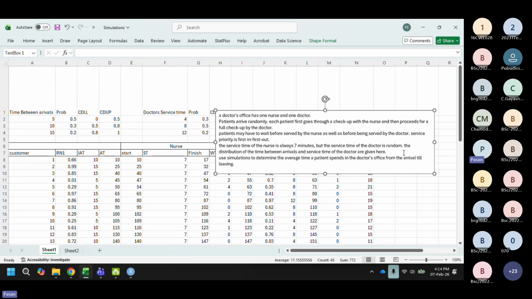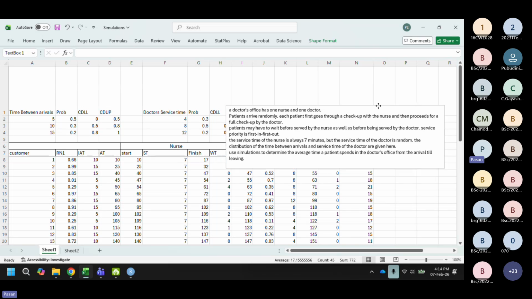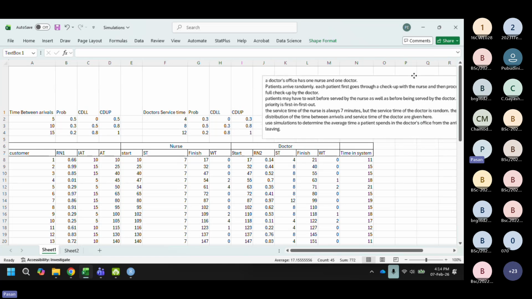And then the time between the arrivals and the service time of the doctor, right? They are given in these two tables here, right? And then using simulations to determine the average time the patient spends in the doctor's office, right? So from the arrival to the leaving, right? So we want to measure that one. Those are the things that we want to measure there, right?